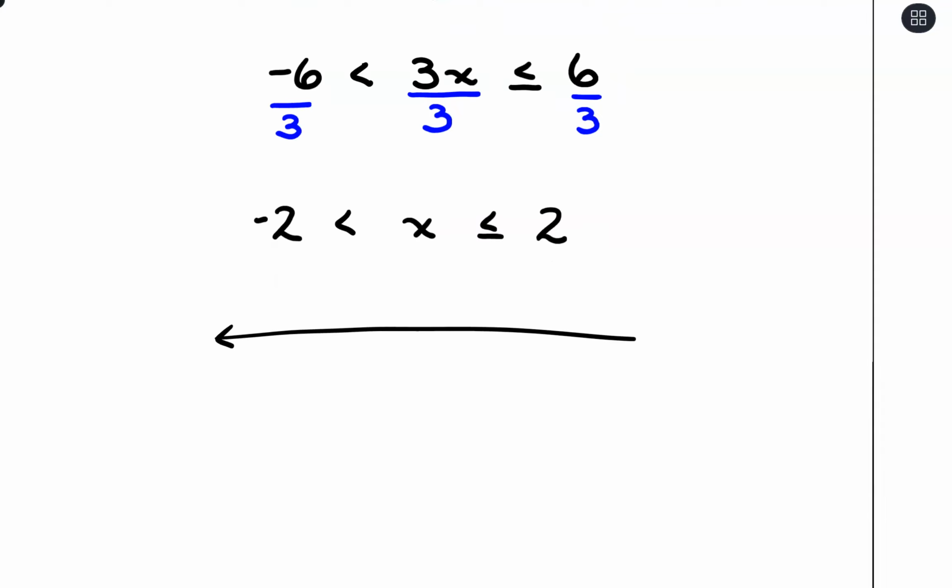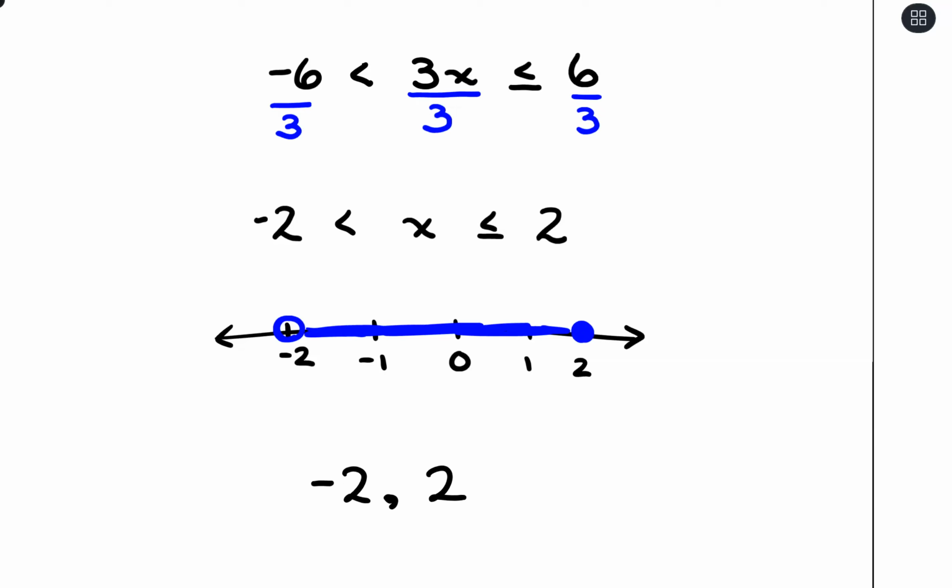So in terms of a graph, we're going from negative 2 to positive 2 with an open circle at negative 2, closed circle at positive 2, and everything in between. And for our interval notation, negative 2 to positive 2 with a parenthesis at the negative 2, square bracket with the positive 2.